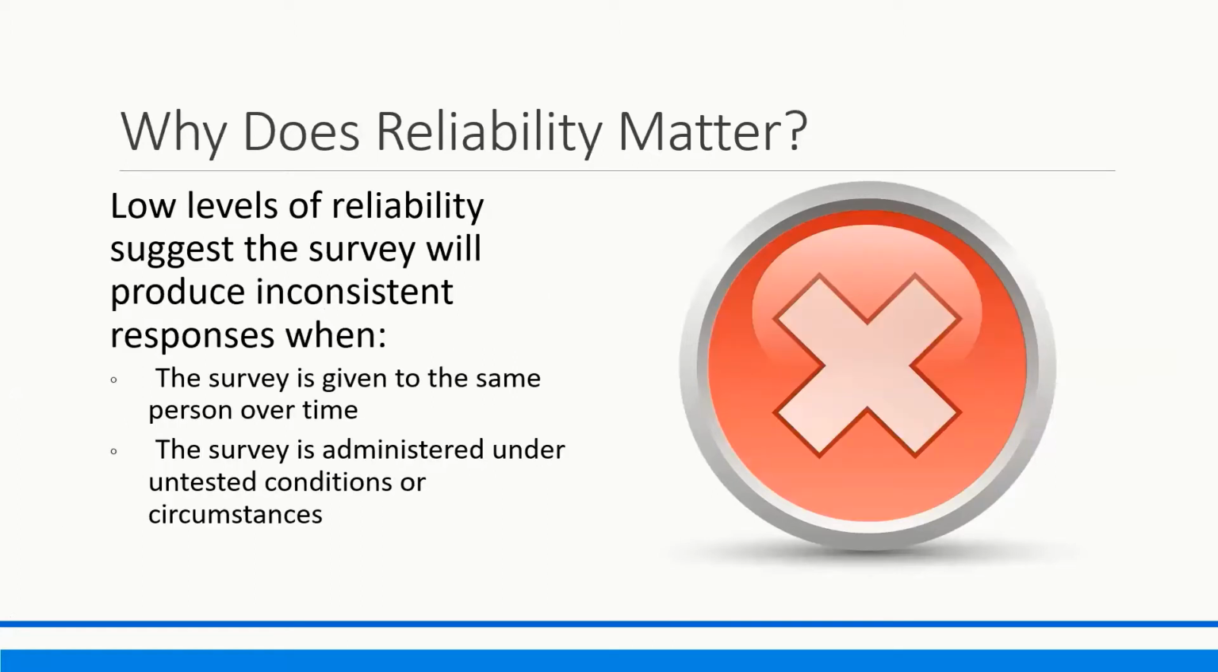And then another area to consider is low levels of reliability. As we know, when there's low reliability, this indicates that items and questions on the measure are likely to produce inconsistent responses when the measure is given to the same person over time, for example, or when the measure is administered under untested conditions or circumstances.